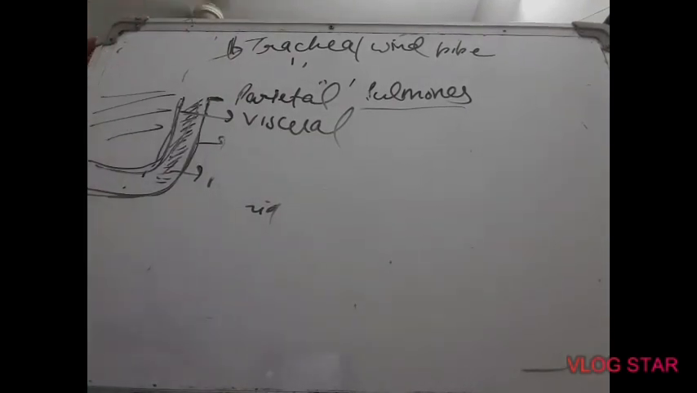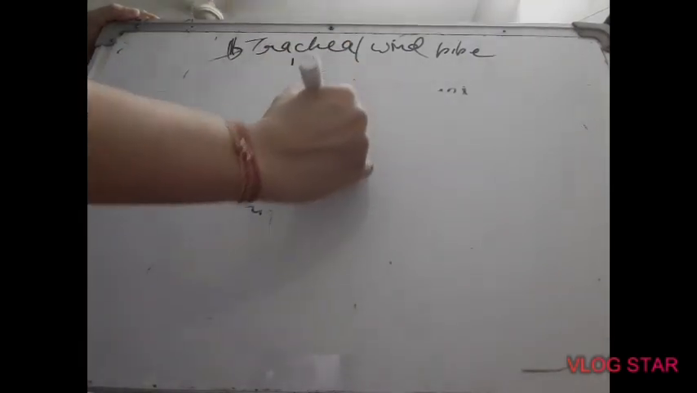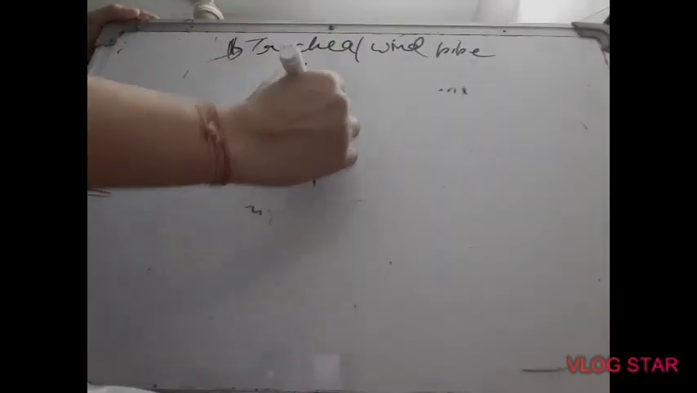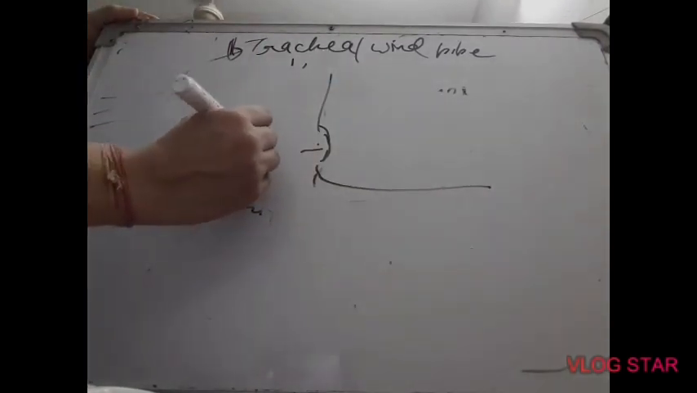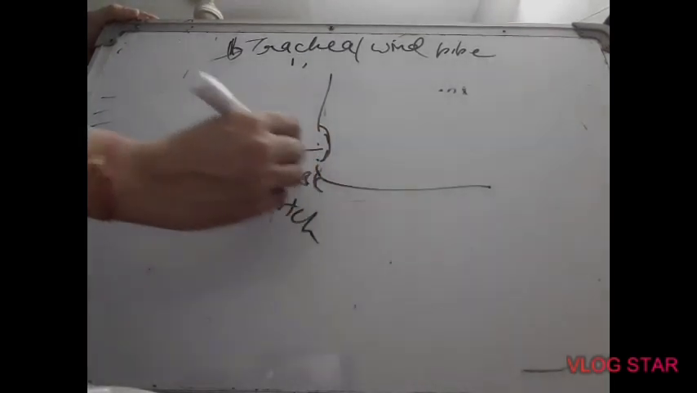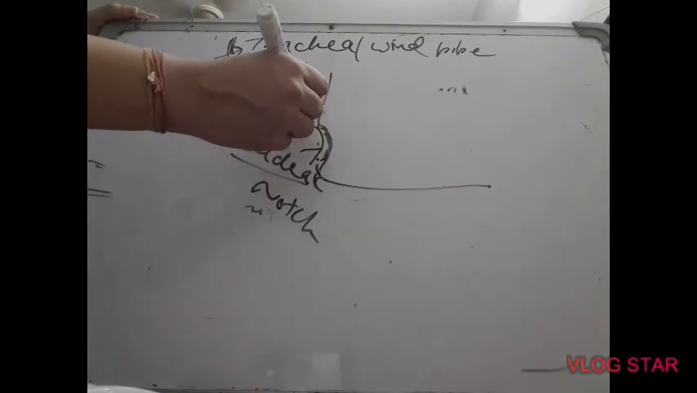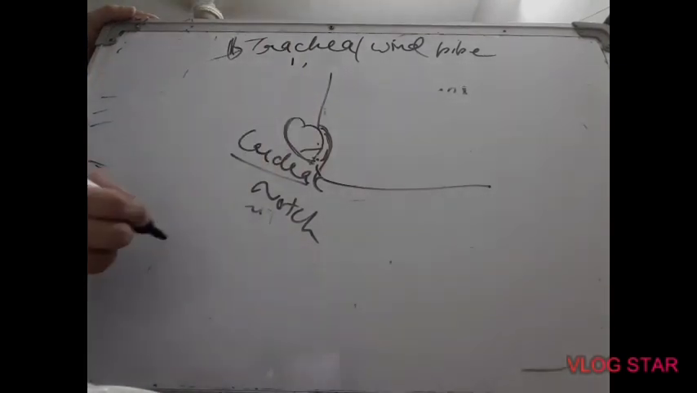So this is about the lungs. And one more thing, our left lung bears a cavity, known as the cardiac notch. Cardia stands for heart. So this is the space for the placement of the heart. This is the space where the heart gets located.